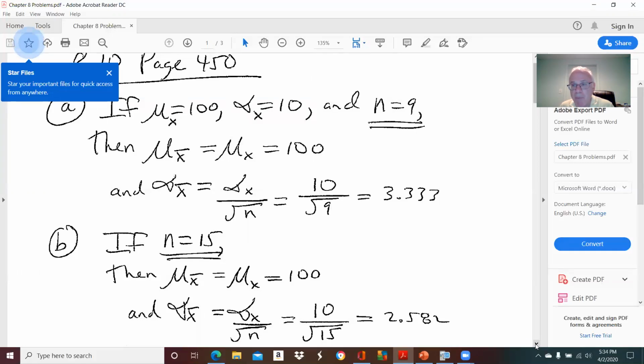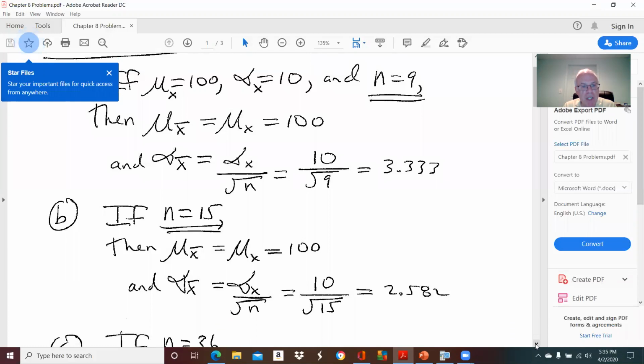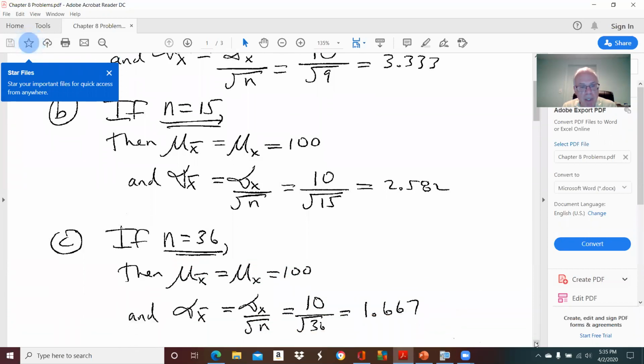I know we were just talking about proportions, but we'll get to an example of that in just a couple minutes. And again, what I'm doing here is I'm saying what happens when n is equal to 15. Well, I'm replacing n. Now, the mean is still 100 for the sampling distribution. The standard deviation of the sampling distribution is 2.582. You get that from dividing 10, which is the population standard deviation, by the square root of 15.